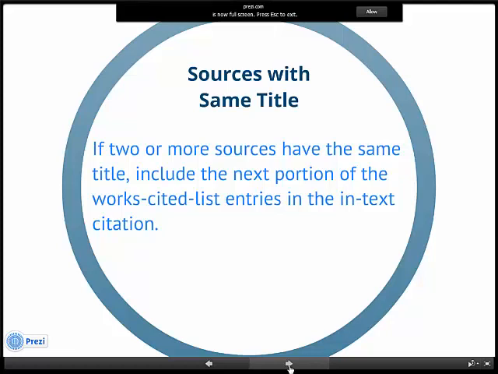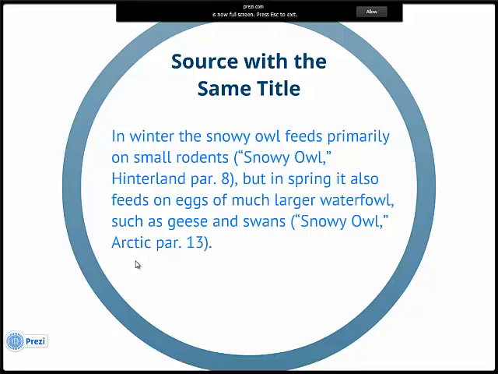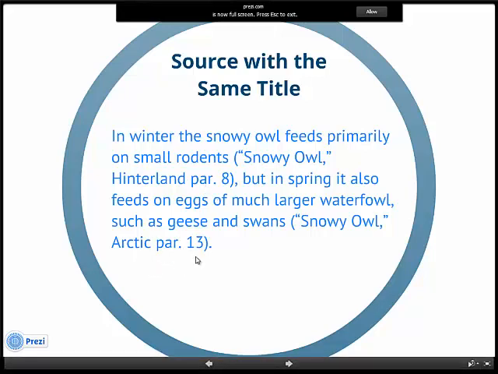If two or more sources have the same title, then you continue to include the next portion of the works cited list entry in the in-text citation. And here's a quick example of that. Both of these sources have the title Snowy Owl. So I included the next word in the source citation, which this one had Hinterland as the next word, and this one had Arctic. So you include the next word until it distinguishes one source from the other. And once again, I showed how to include paragraph numbers if your teachers request that.